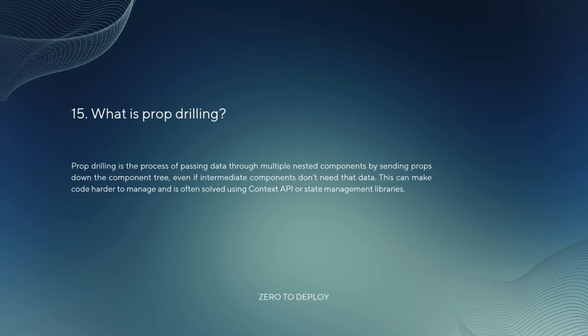What is prop drilling? Prop drilling is the process of passing data through multiple nested components by sending props down the component tree. Even if an intermediate component doesn't need the data, this can make code harder to manage, and is often solved using the Context API or state management libraries.